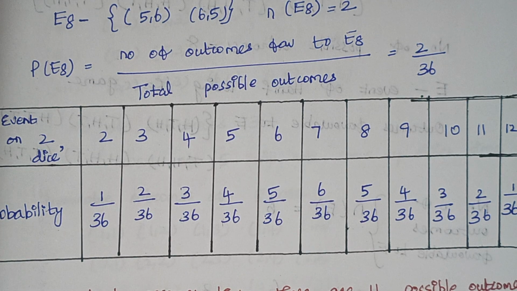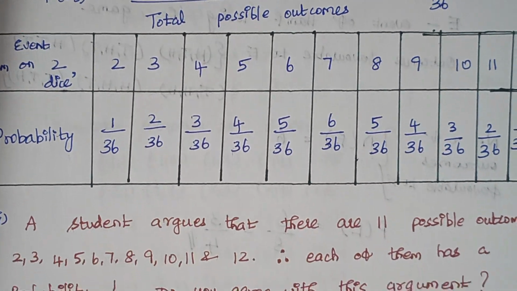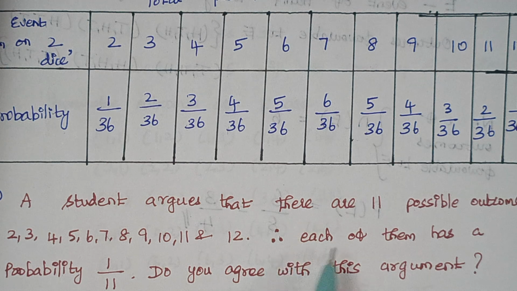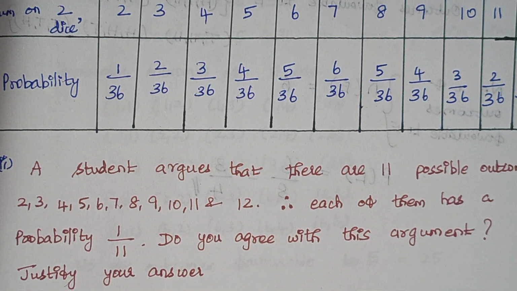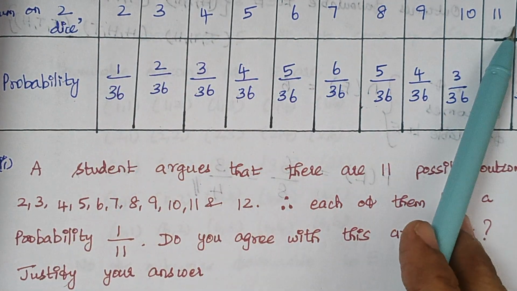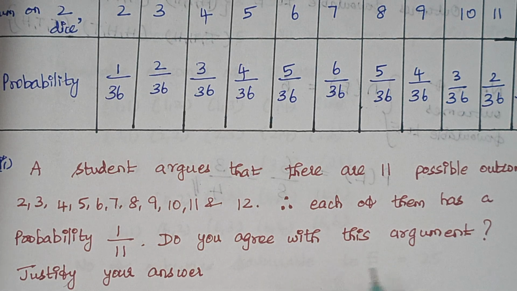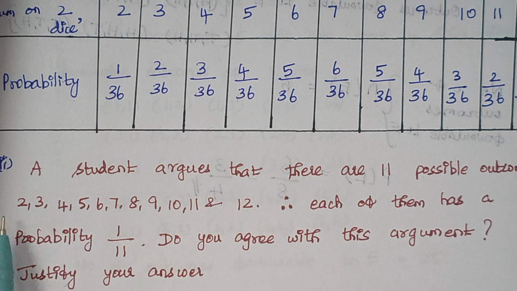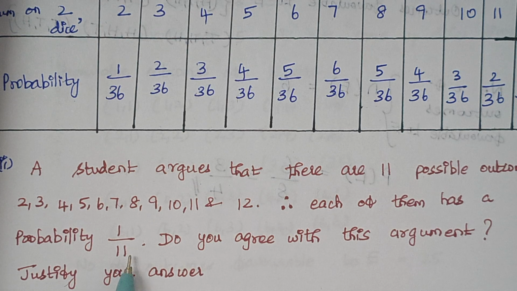Now the second part of the question: a student agrees that there are 11 possible outcomes starting from 2 to 12. Therefore, each of them has a probability 1 by 11. Do you agree with this argument? Justify your answer. So here the student says that there are 11 possible outcomes, yes, because we have 11 numbers from 2 to 12. Now, each of them has a probability 1 by 11. The student says that all these numbers have the same probability, 1 by 11. Is it true?